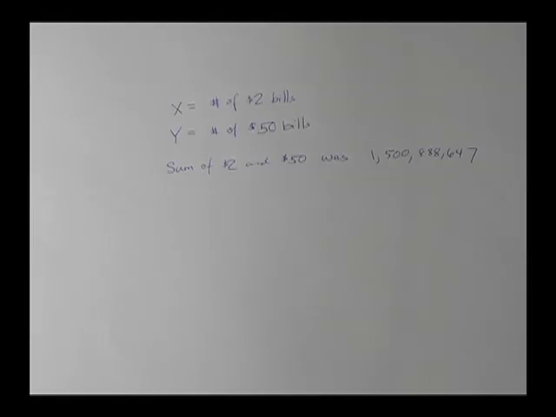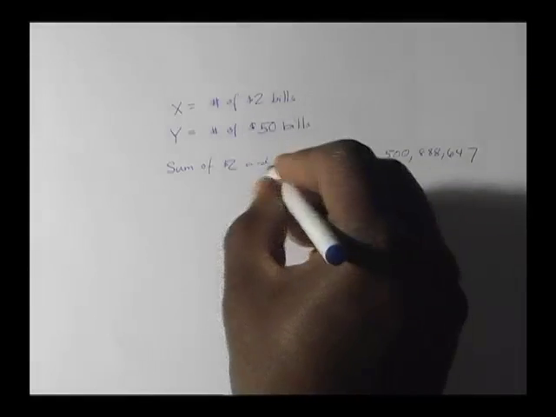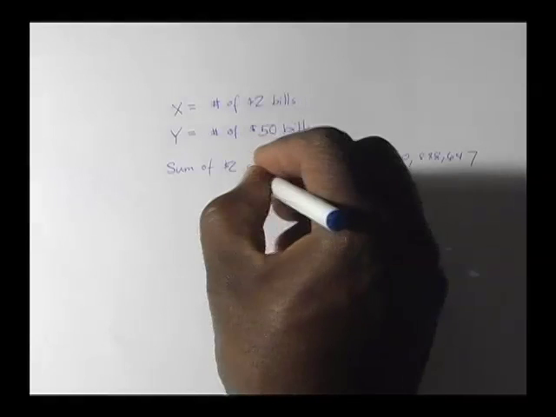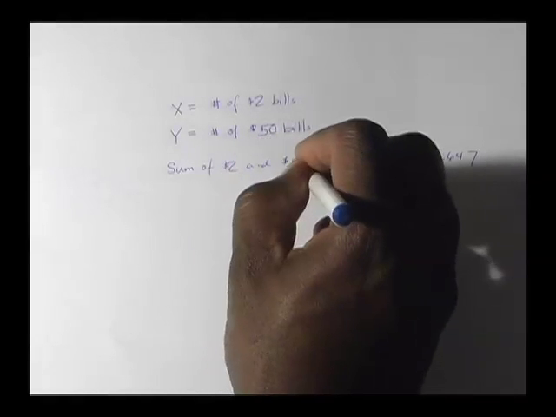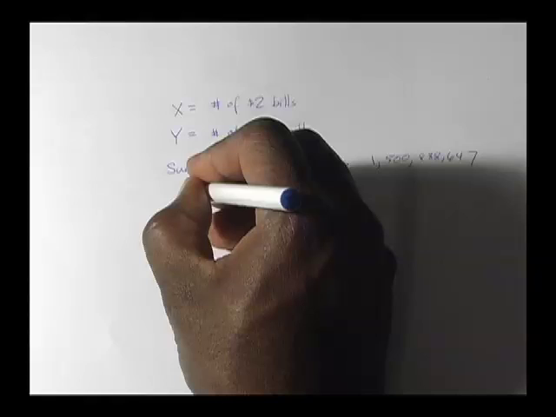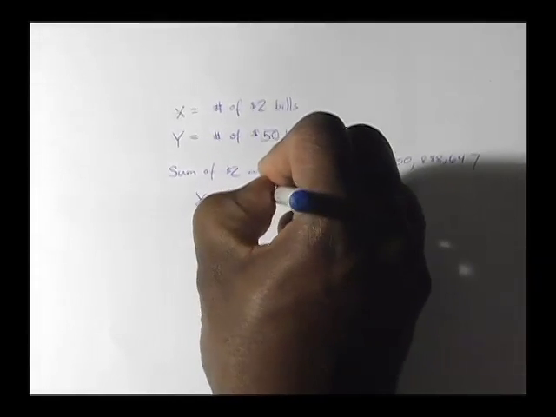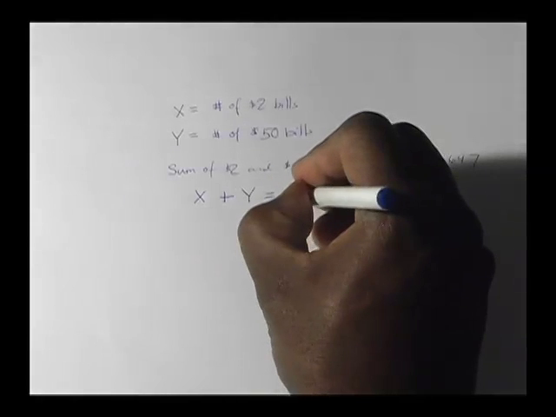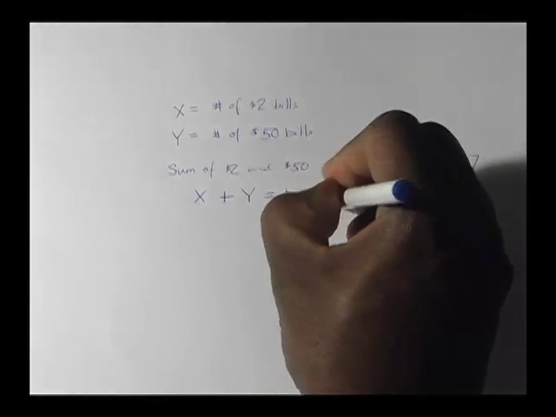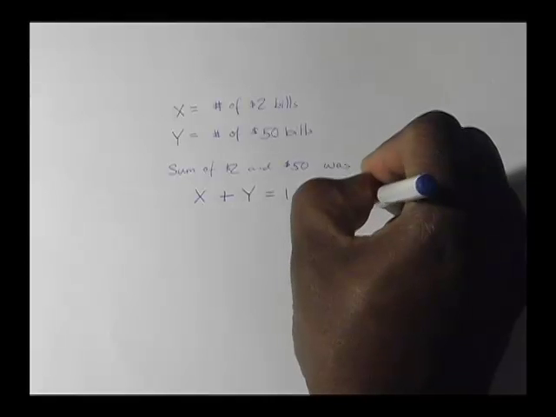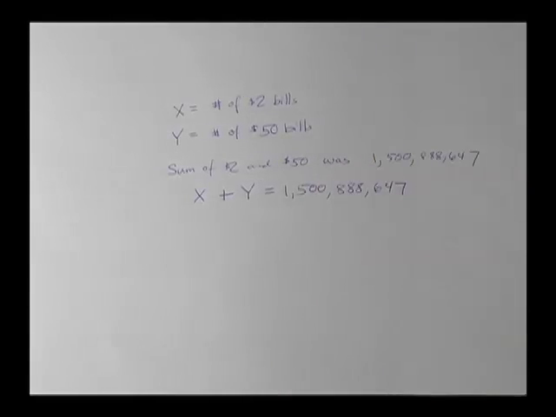Let's write that as an equation. The sum means we're going to add, and the number of $2 bills and $50 bills is represented by X and Y. So X plus Y equals 1,500,888,647.